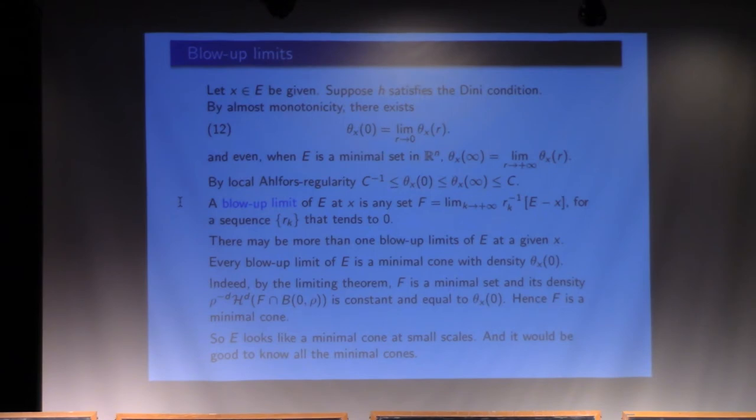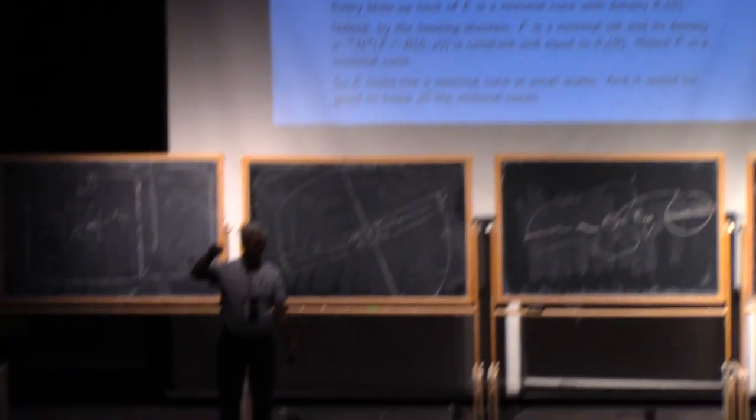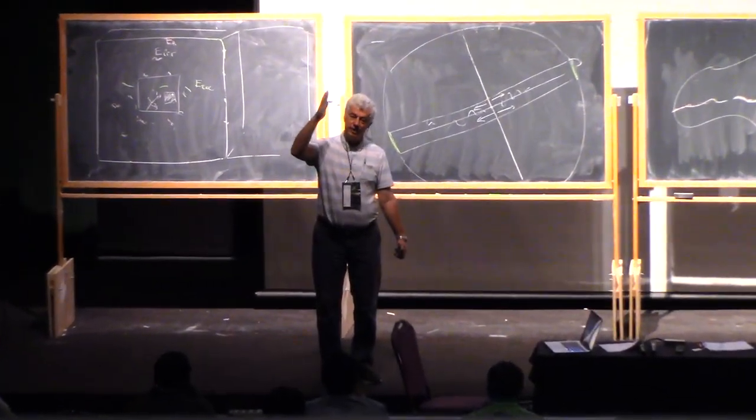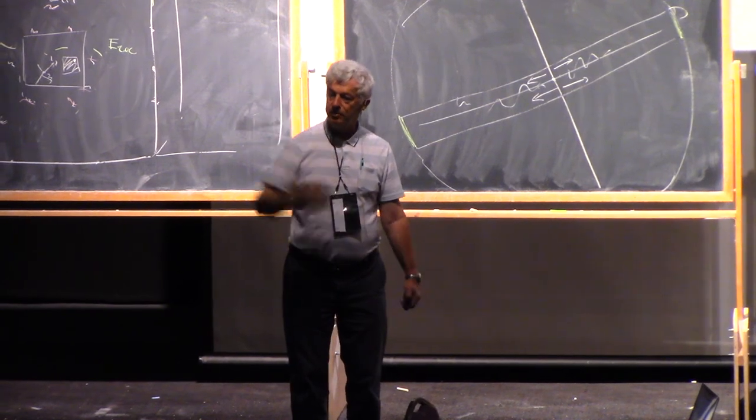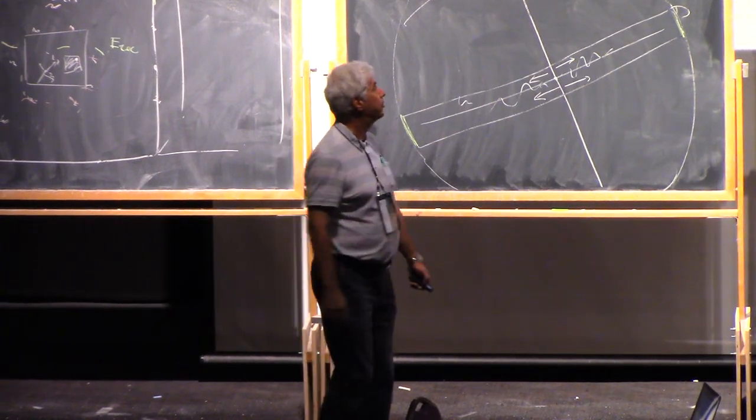Okay? And in principle, they are not unique. It's part of a story where you have to ask: given a point, is it true that there is a unique blow-up limit or not? In principle, we don't know. There might be two or three. For instance, if a set is a spiral, at the center of the spiral, even if the spiral is beautiful, you could have that the blow-up limits are any line with any angle, or more complicated things.